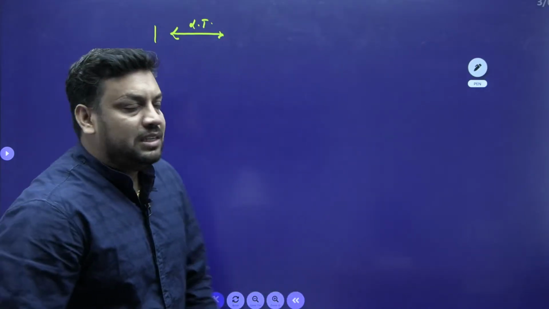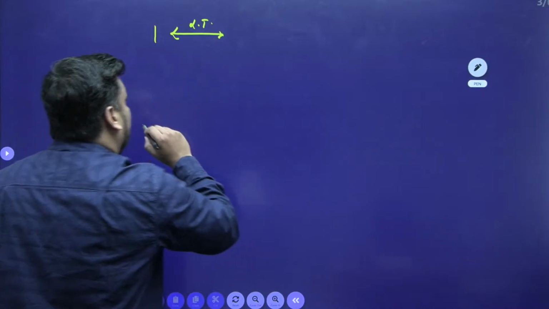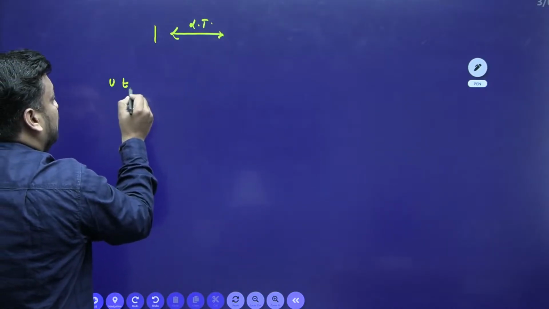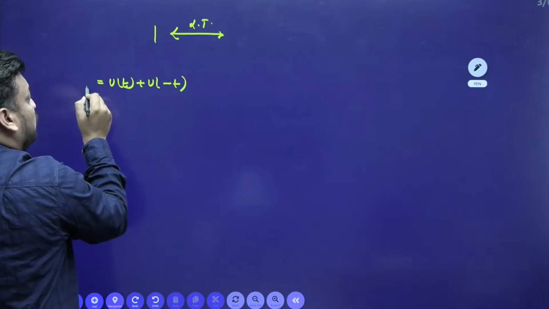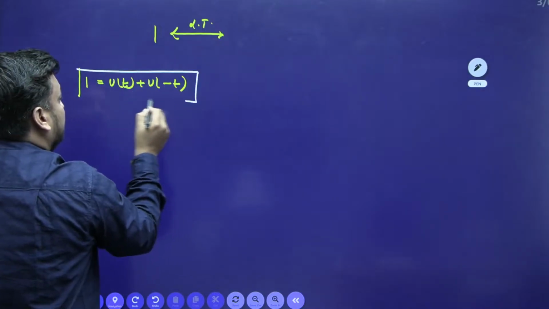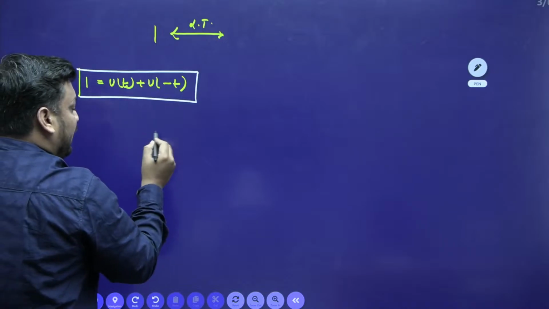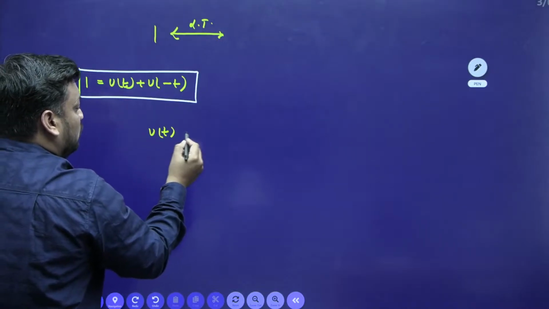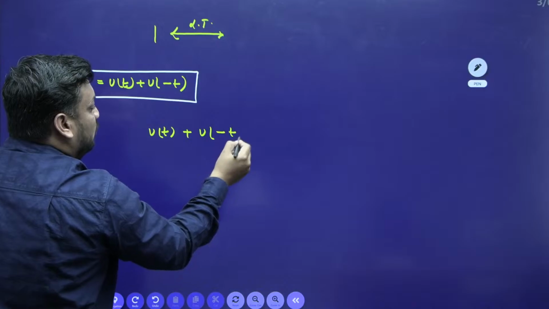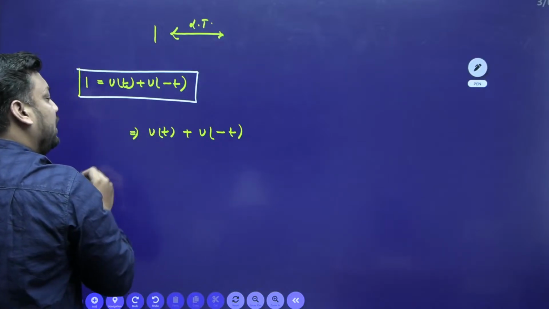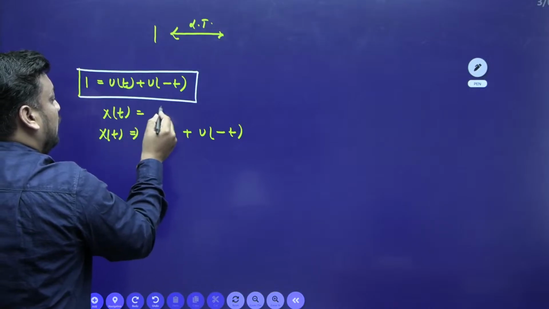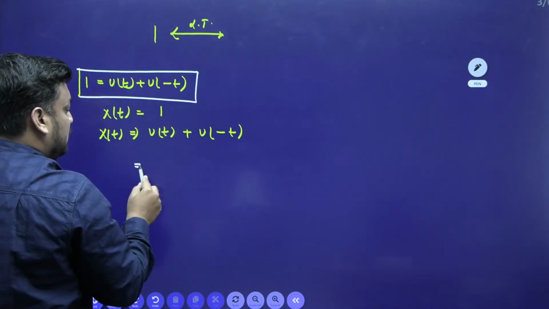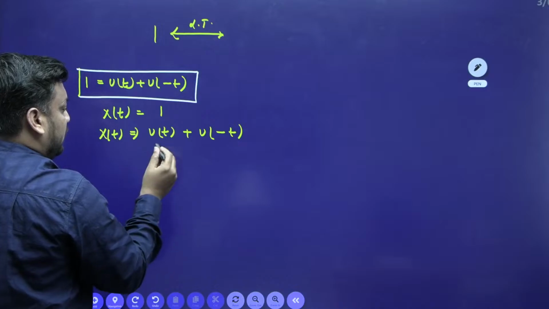But in signals and systems, when anybody asks about the Laplace transform of 1, do you know the property, guys? u(t) plus u(-t) is equal to 1. If I find the Laplace transform of u(t) plus u(-t), first of all I have to check the ROC. If my x(t) signal is 1, then 1 equals u(t) plus u(-t), and the ROC of u(t) is what, guys?